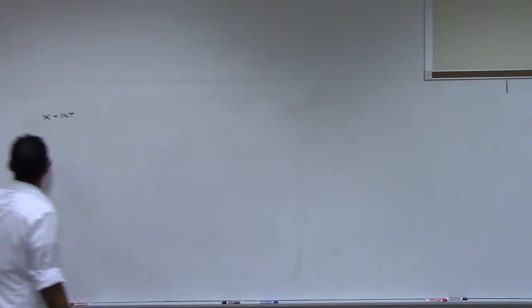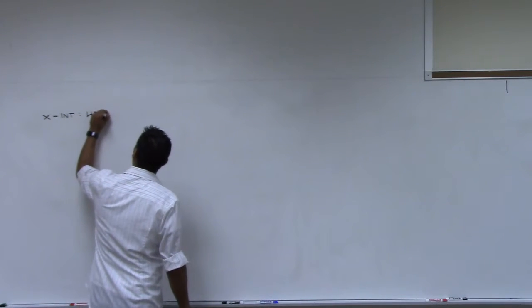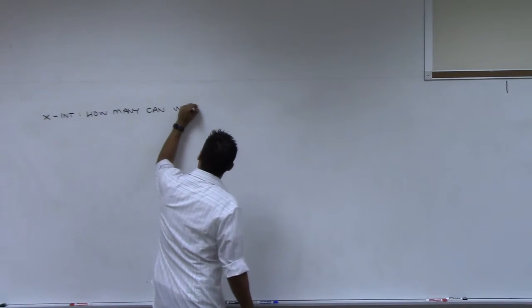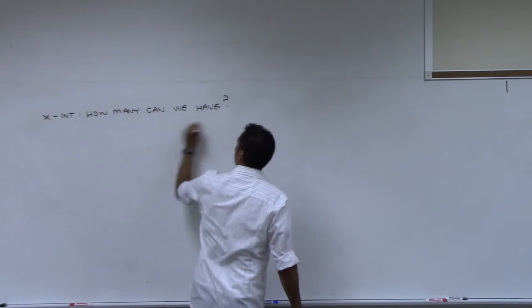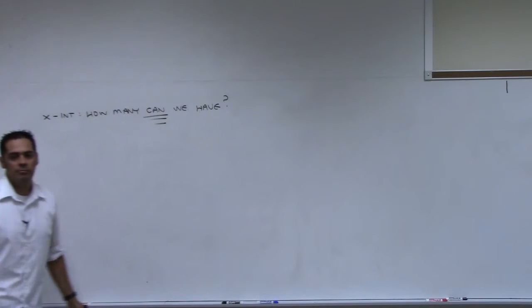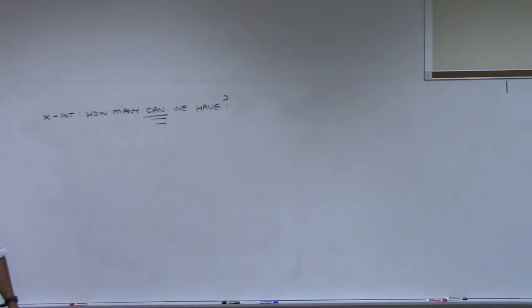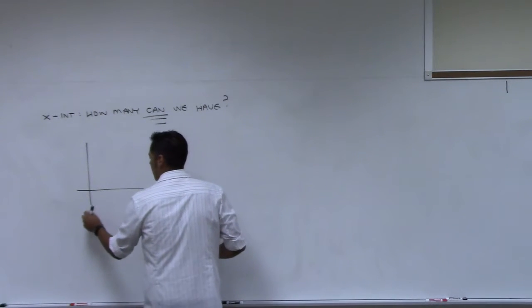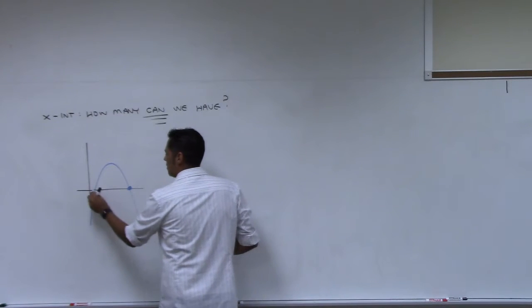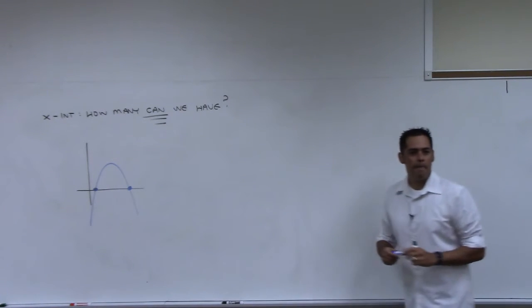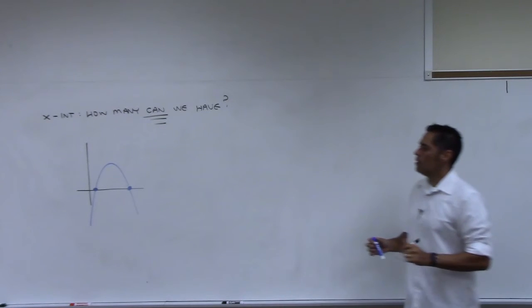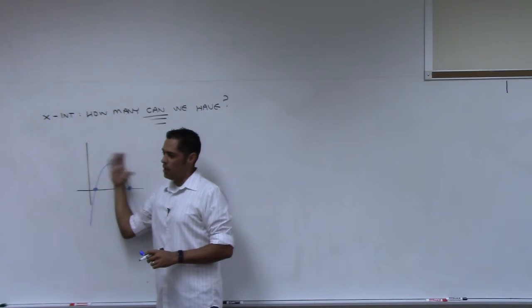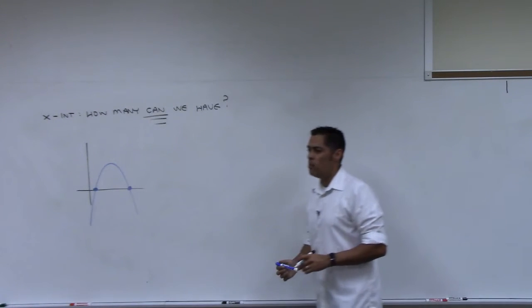All right, X-intercepts. Question, how many can we have? In general, how many can we have? If we have a parabola, we can have 2. I've already drawn that picture. Here's an example. We could have 2. Is there any other possibility? Well, let's keep it either down or up, because if we start turning it this way, it's a different type of parabola.